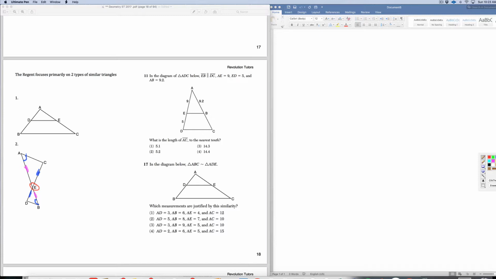Either they'll ask you to prove that AC is parallel to DB, in which case you would check to see if the triangles were similar, or they would give you that they're parallel and you need to realize it's a similar triangle situation. But when you see either of these pictures on the Regents, similar triangle question, okay? That's the hint. So let's do number 11.